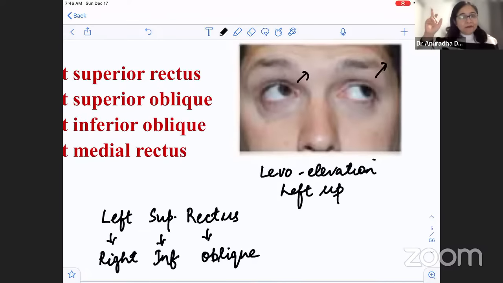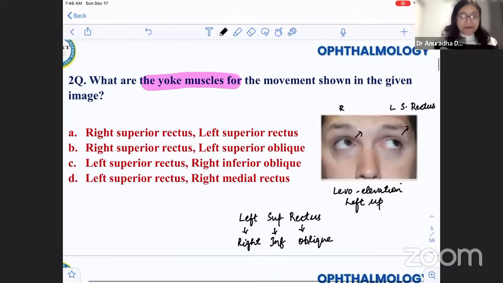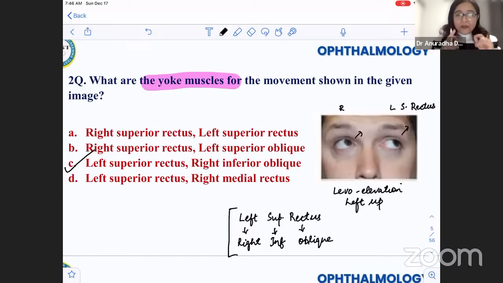The same side, if it is levoelevation, the same side rectus will be acting. So left rectus, elevation ke liye kaun sa rectus chahiye? Superior rectus. So it is left superior rectus. So when you have got the left superior rectus, you can identify the yoke muscle in the other eye. Yes, exactly. Okay, right. So which is the choice here, beta? Which is the choice here which matches with this combination? Left superior rectus, right inferior oblique. Very nicely, most of you have told me choice C. So if there is any question based upon yoke muscles, I'm sure you are going to do it right.